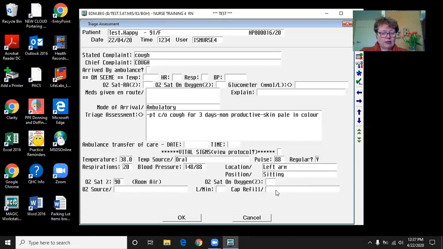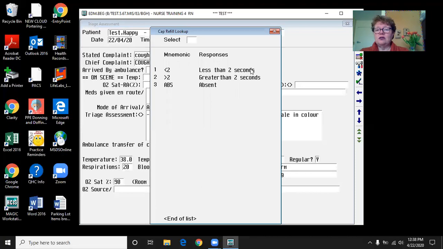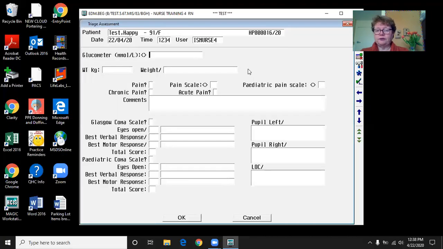Cap refill, we're going to look at quickly. I'm knowing that, and our standard is less than 2 to be considered normal. With cap refill, you are doing the fingernail bed test. We can also do it against the bony prominence, so you could do forehead, chin, and sternum.